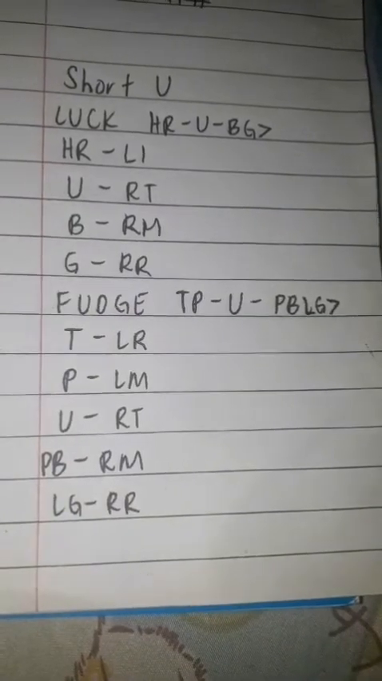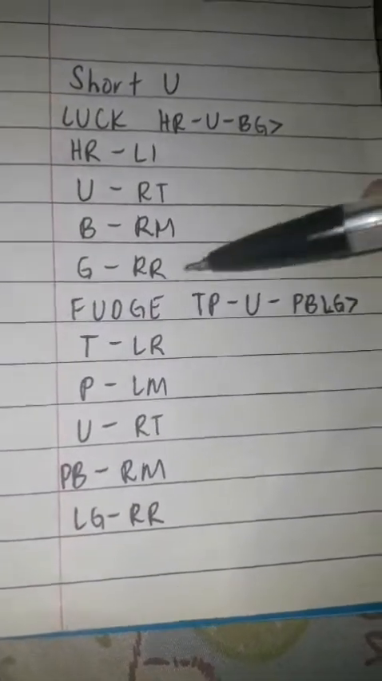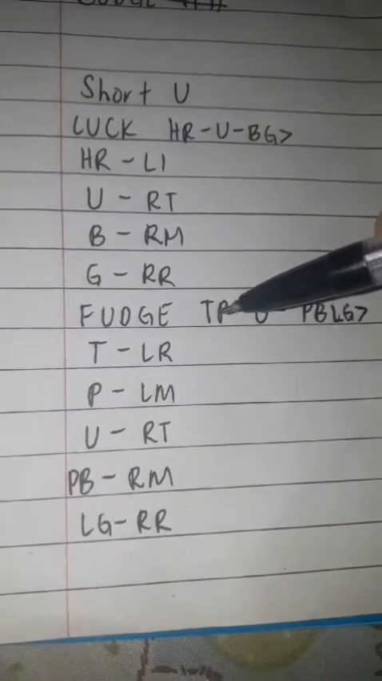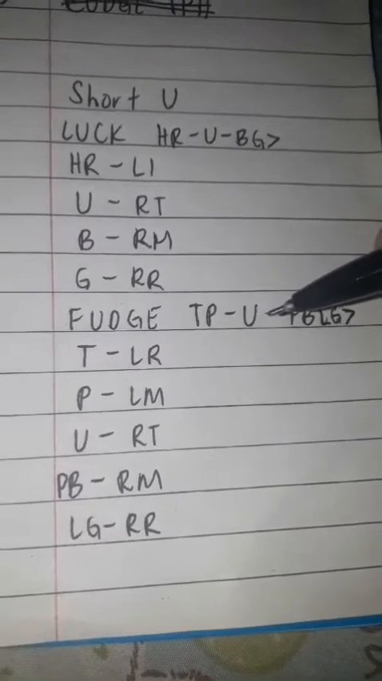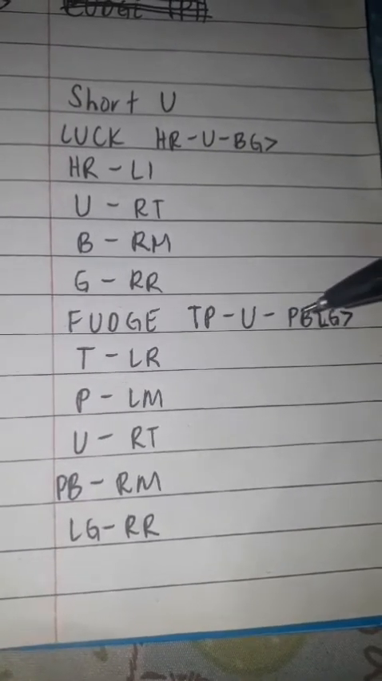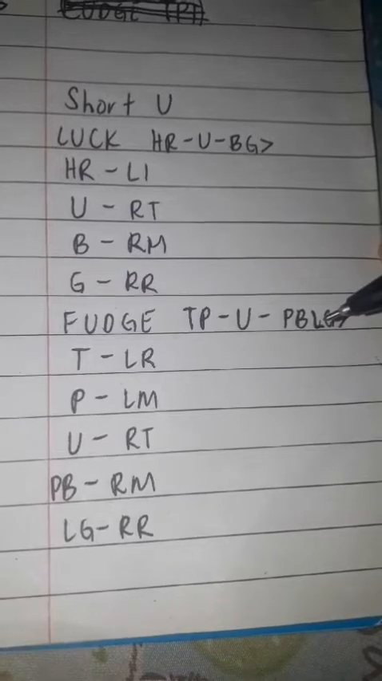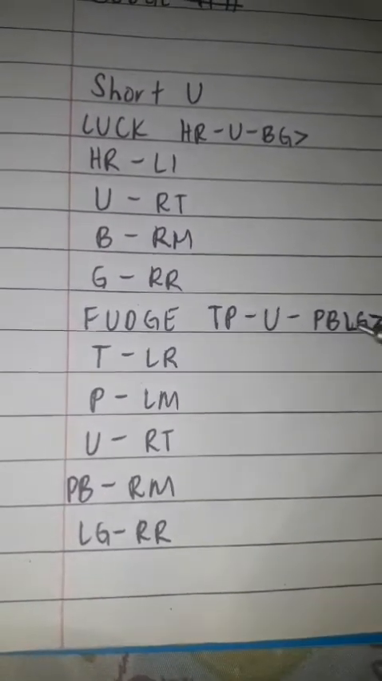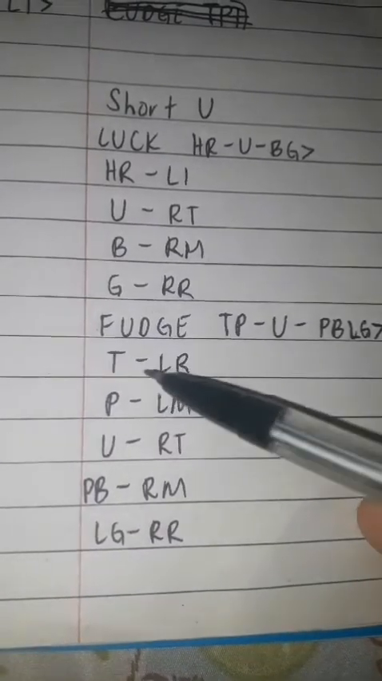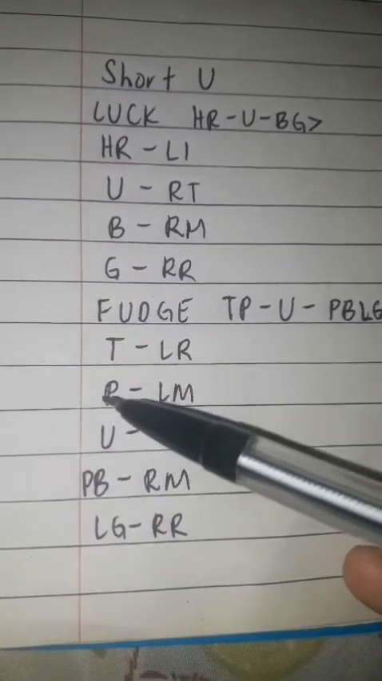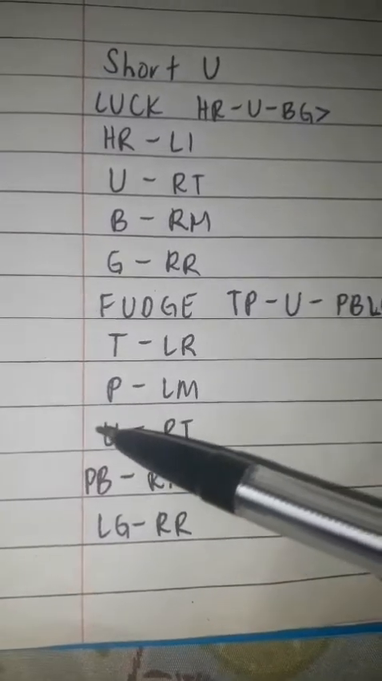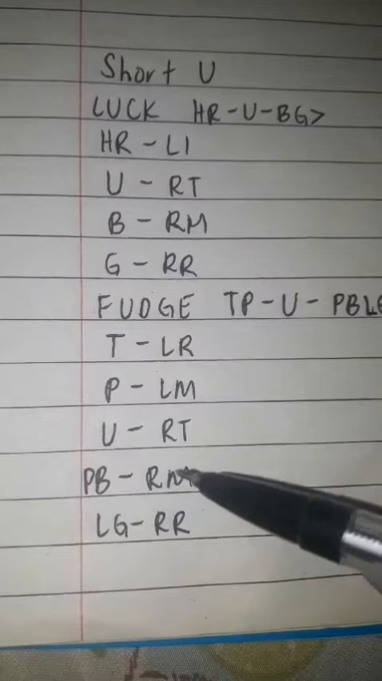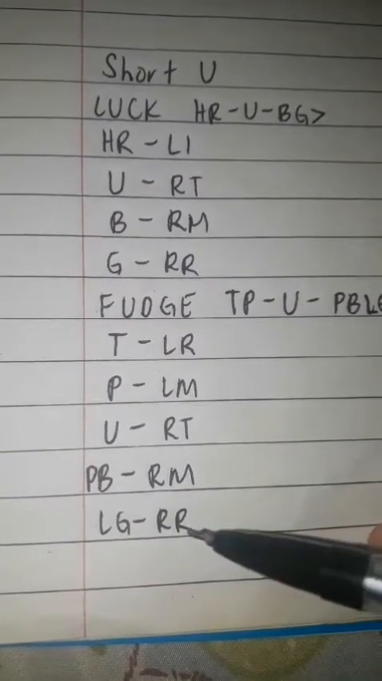So another example for short vowel U, we have the word fudge. So the codes for the word fudge, we have initial letters TP for F, vowel U, and ending letters PBLG for J, then release. So the assigned fingers for letter T, we have left ring. For P, we have left middle. U, we have right thumb. For PB, we have right middle. And LG, we have right ring.